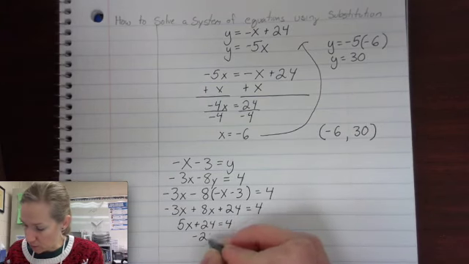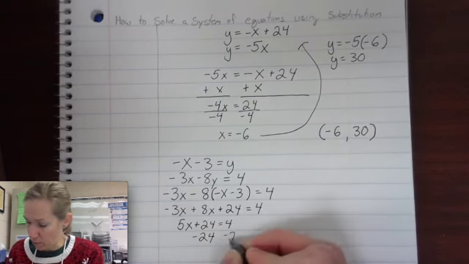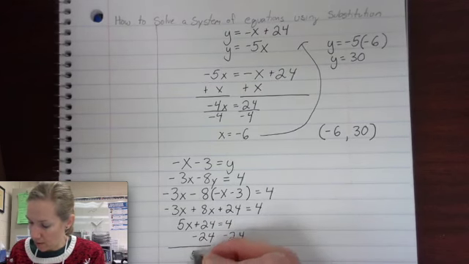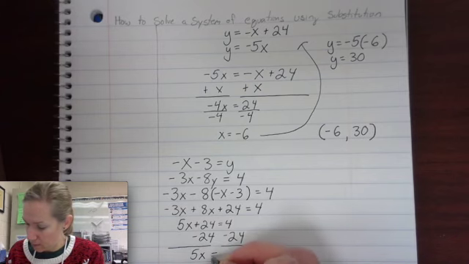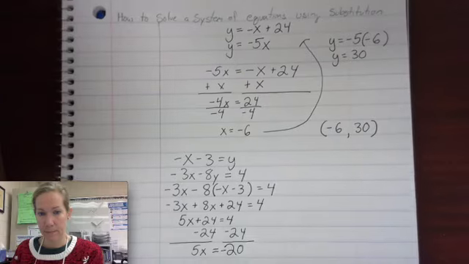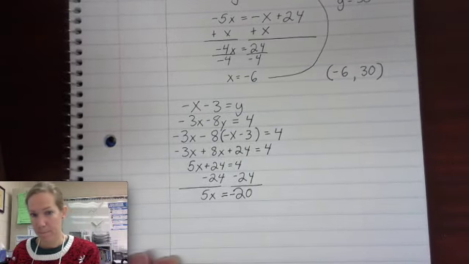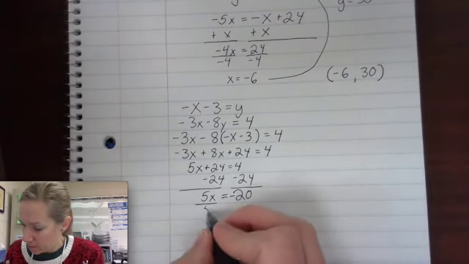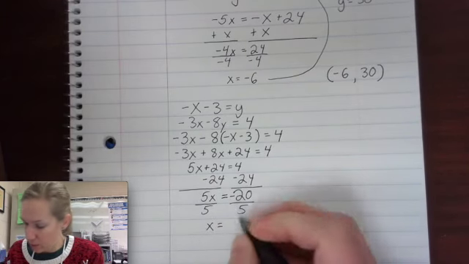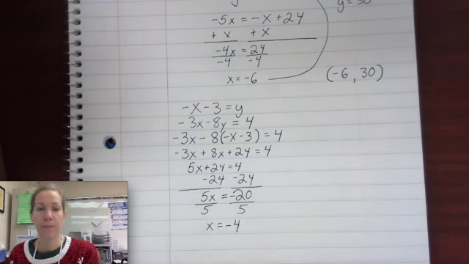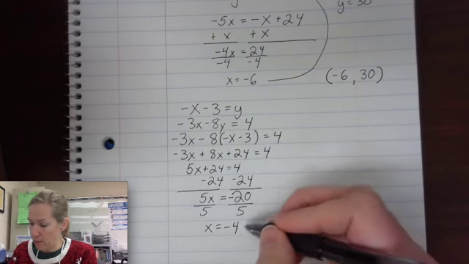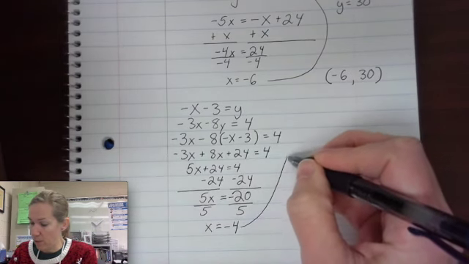Now that I have all my like terms combined, I'm going to isolate x. So first I need to subtract 24 from both sides. 5x on this side. Negative 20. And x equals negative 4. Now remember, we're not done. We have to take this and put it back up into one of the equations.